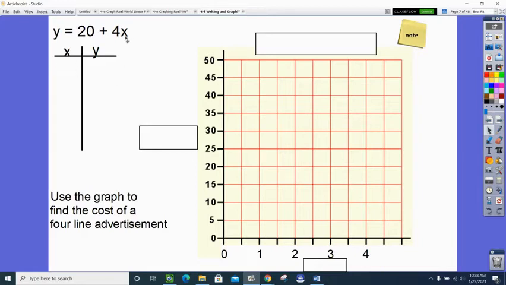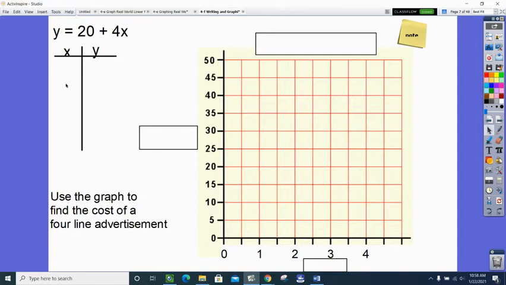Now for this case, if I'm going to put a classified ad in, I'm only going to put a few lines of text. So I'm not going to be putting 100 lines of text. So you will see me go 0, 1, 2, 3, 4 on this particular case, because that makes sense. I'm going to pick those x's, do the math, and then graph it. So right now, 0 times 4 would be 0 plus 20. So I would have 0, 20.